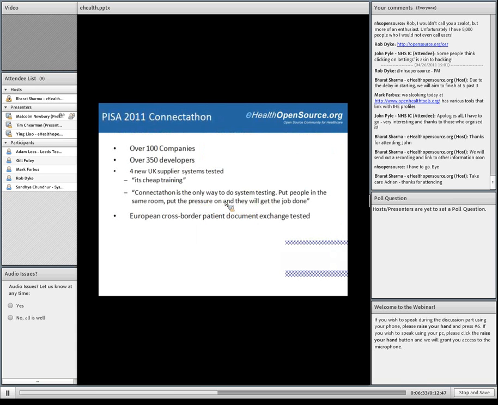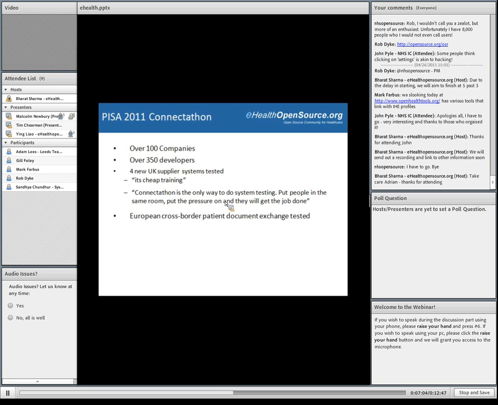Slide. So we've just finished the Pisa Connectathon. It was a great event, a couple of weeks ago. The Connectathons are held in Europe once a year. Last year it was Bordeaux, a year before that it was Vienna, and this year it was Pisa. They're week-long testing events. Companies come because it's cheaper than training. It provides them with a great way to system test their software.